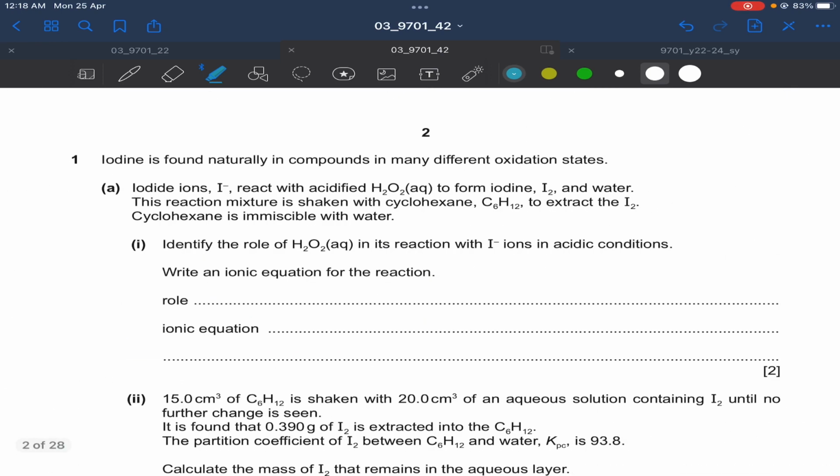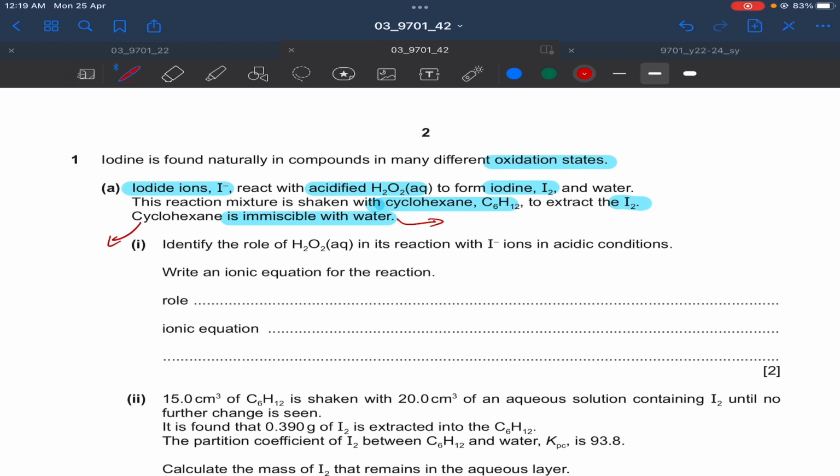So the first question is that iodine is found naturally in compounds in many different oxidation states. Iodine reacts with acidified hydrogen peroxide, right? Iodine reacts with acidified hydrogen peroxide to form iodine and water. And this reaction mixture is shaken with cyclohexane to extract the iodine. So this question is related to partition coefficient. Cyclohexane is immiscible with water. So we have our two solvents. One is cyclohexane and the other one is water, right?